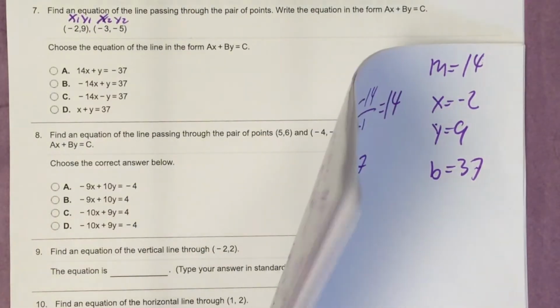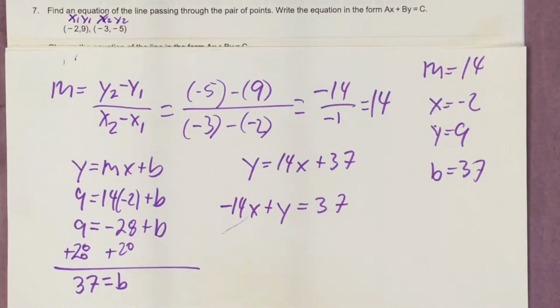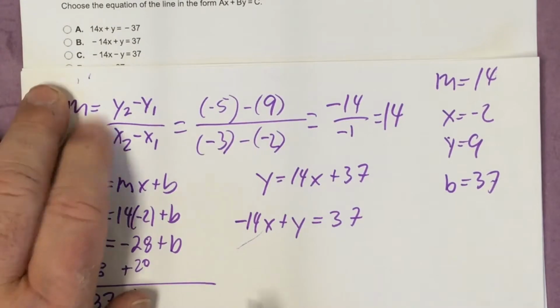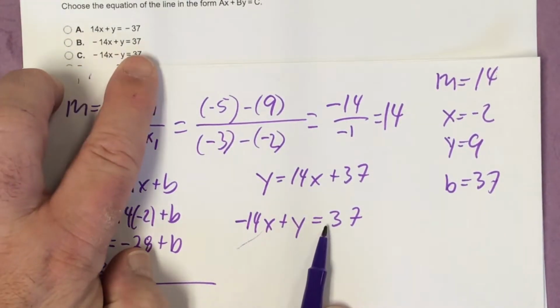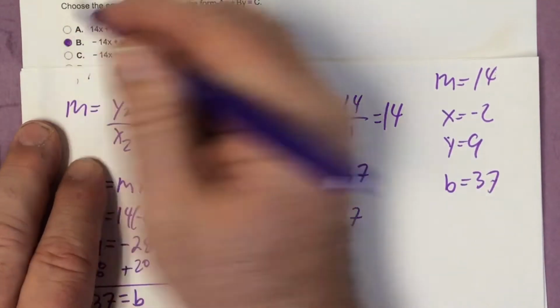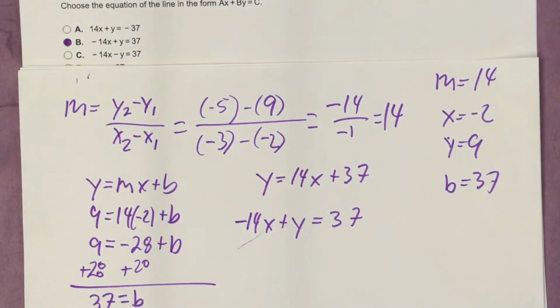And do they have the first term negative as a choice? They do. So that would not be how I would write it, but they do have negative 14x plus y equals 37. So be careful not to confuse these. That's going to be choice B. And that's going to be our final answer there.